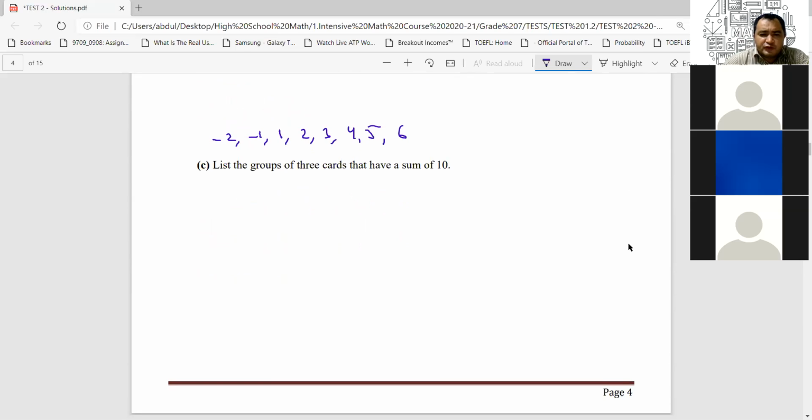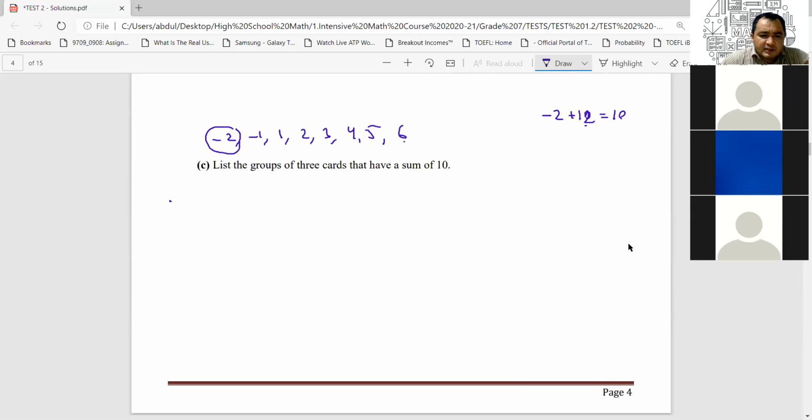Let me start with -2. -2 plus what number is 10? We know that -2 plus 12 is equal to 10. But do we have 2 numbers whose sum is 12? We don't, right? The biggest number is 6, and the second biggest number is 5. Their sum is 11. So -2 cannot be here. We have nothing to do with -2.